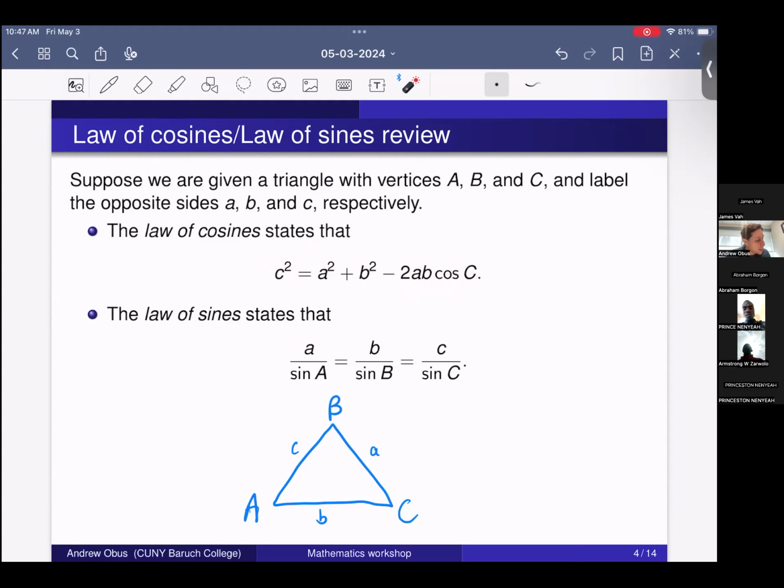The law of sines was a little different. It said that the ratio of a side of a triangle to the sine of the opposite angle, so little a over sine big A, is the same no matter which side you use. So little a over sine big A is the same as little b over sine big B, which is the same as little c over sine big C. So these were the law of sines and law of cosines, and both of the problems on the homework are practice with the law of cosines.